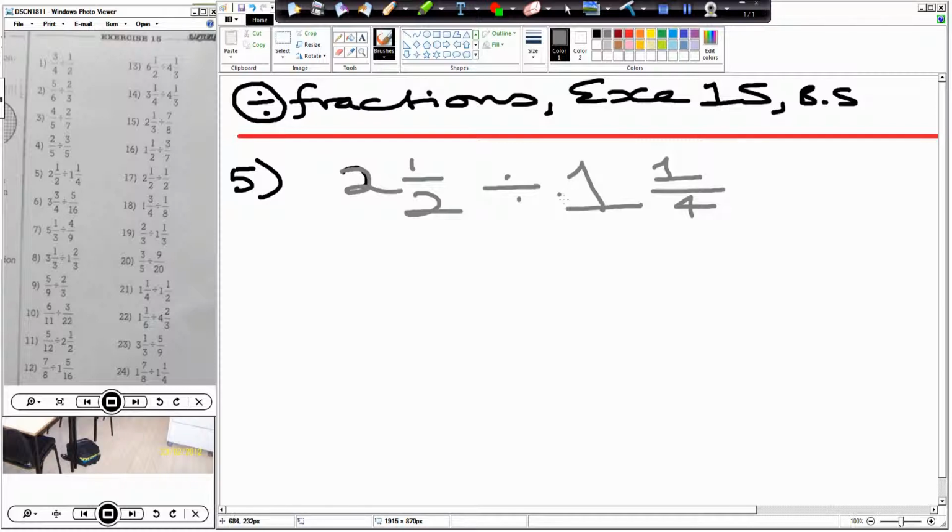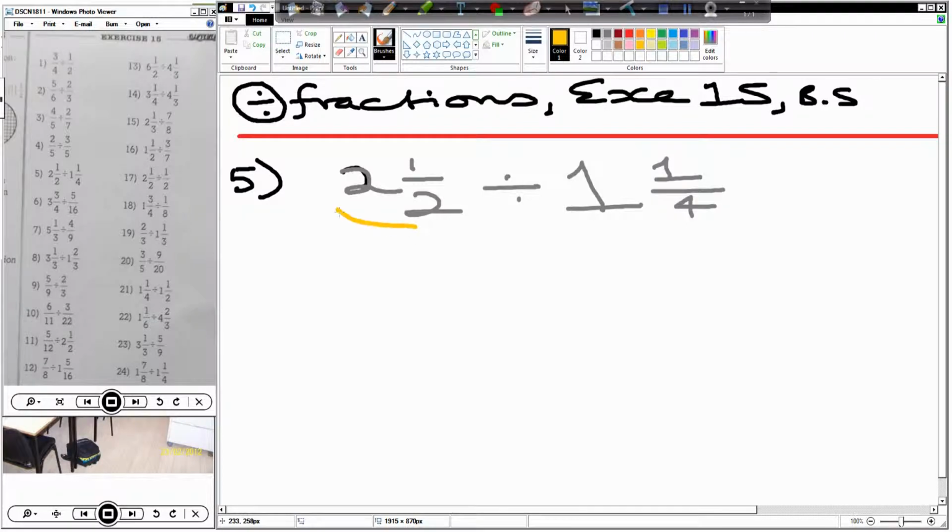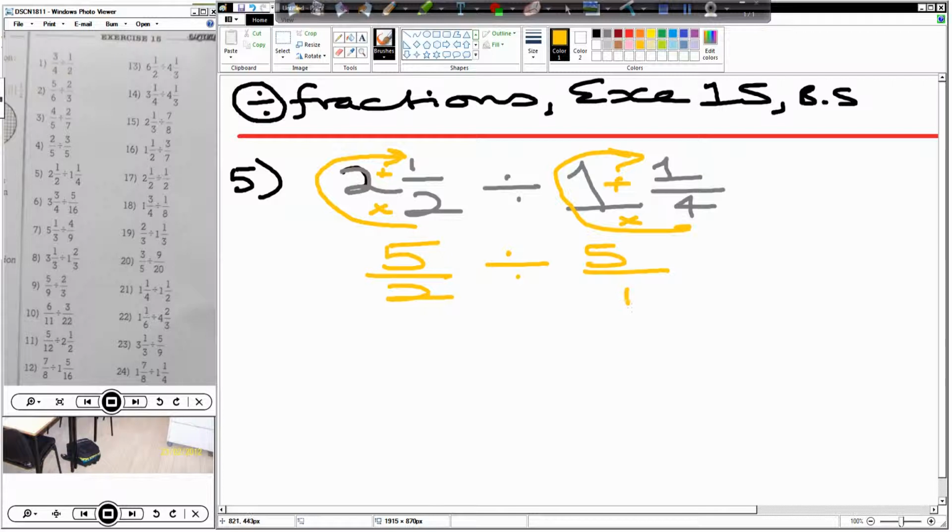So let's follow step 1, the same as for multiplying, which is change all mixed fractions into top heavy. We start from the bottom and we multiply and add. So 2 times 2 add 1 will give us 5 over 2. Copy down the division for the moment. Second fraction, turn that mixed fraction into top heavy. So 4 times 1 is 4, add the 1 on top is 5 over 4.